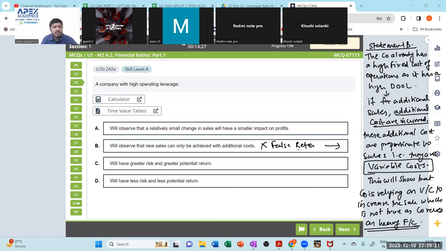Why is this false? Refer this. It will have not a smaller, it will have a higher impact. Refer previous screenshot. Correct? We'll have greater risk and greater potential return. Always keep one thing in mind. Higher fixed cost means higher risk.